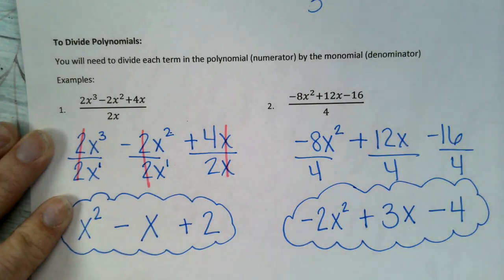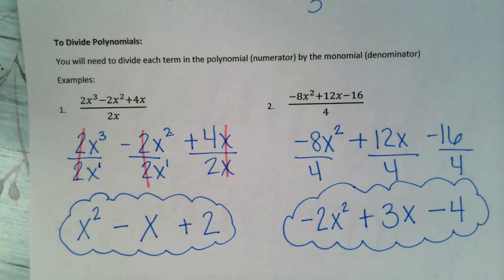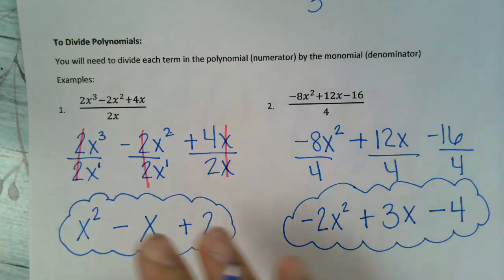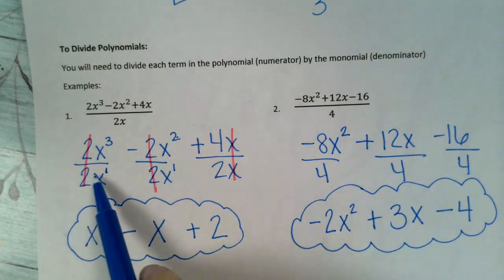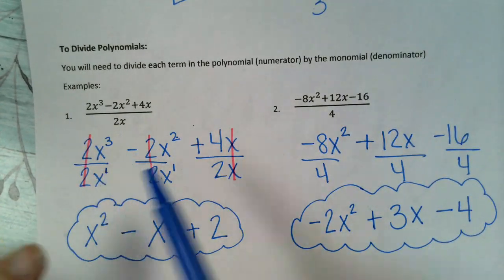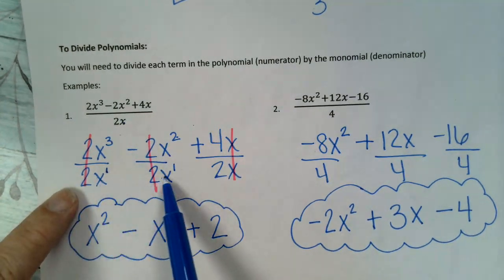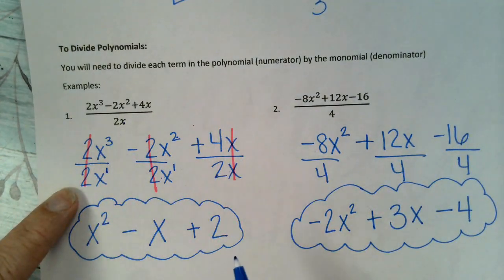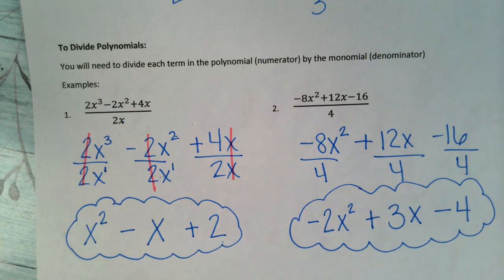So today, although it was a short lesson, you're going to be working on a worksheet that you're going to be doing exactly this. Make sure that you write it out and put the 2x or whatever term is on the denominator underneath every single term in the numerator, and then you'll be able to find your answer rather quickly.